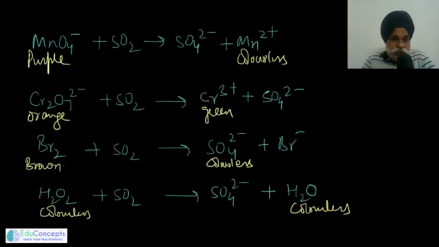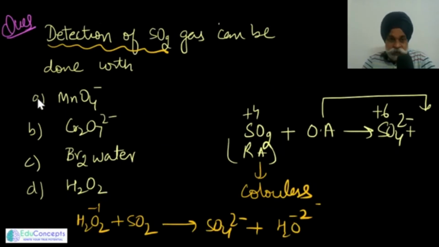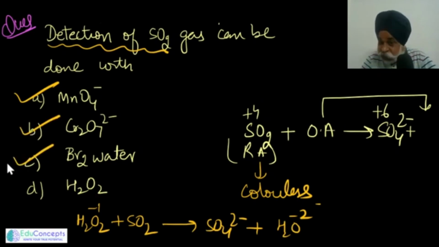So I think I wrote it here. Purple to colorless or light pink, orange to green, brown to colorless. But when you treat with H2O2, this SO2 is also colorless, and all the species here are also colorless, so this H2O2 would not be able to detect it. So the answer to this question, although the question was easy, has to be seen very carefully.